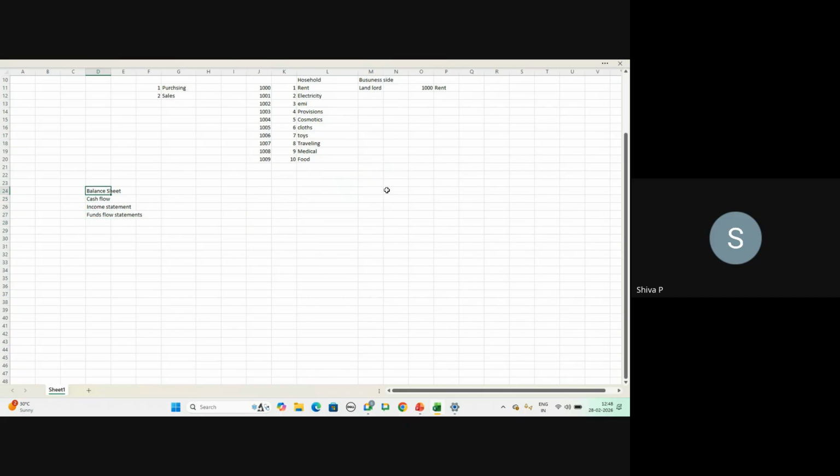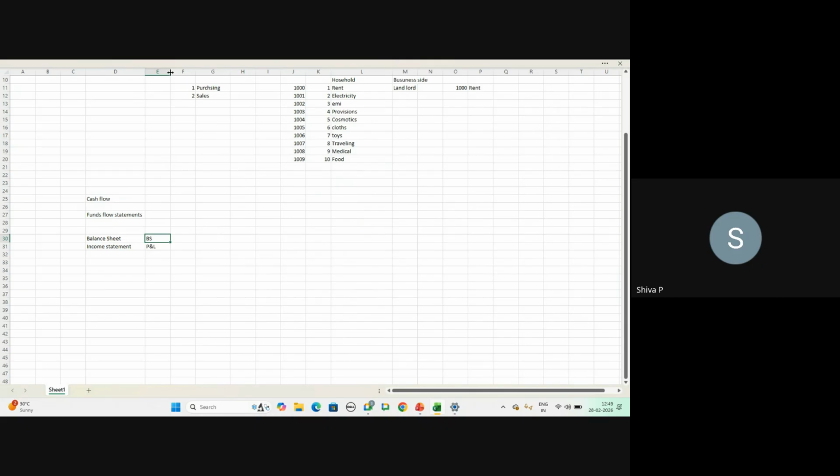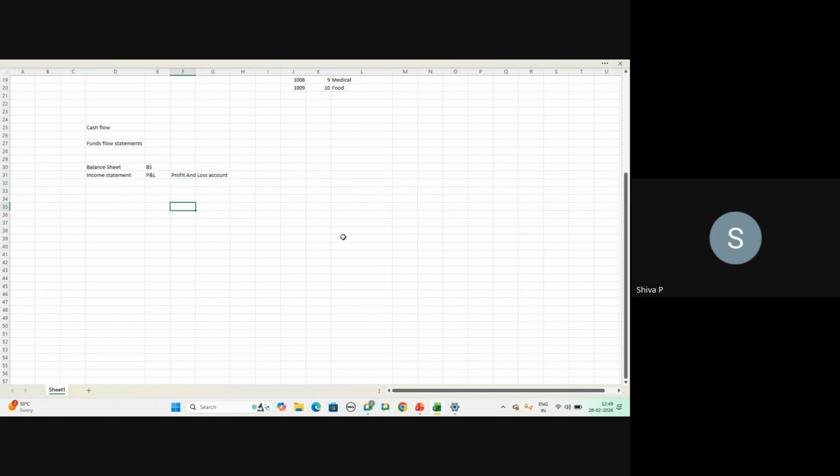Majorly in SAP, two statements are used. This is called the P&L account. P&L means profit and loss account. BS is the balance sheet account. Keep in mind: balance sheet, and this is called profit and loss account. So now let's start with the balance sheet.